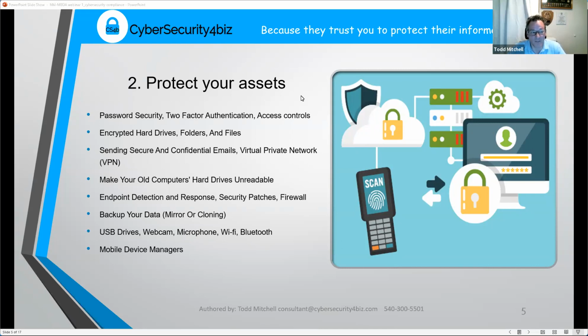And then the other thing you can do to protect yourself is encrypt hard drives and folders and files. Encryption methods vary, depending on how much information you're talking about, whether you want to encrypt your entire drive or just certain folders. And then sending secure emails and using VPNs is another way you can protect yourself.